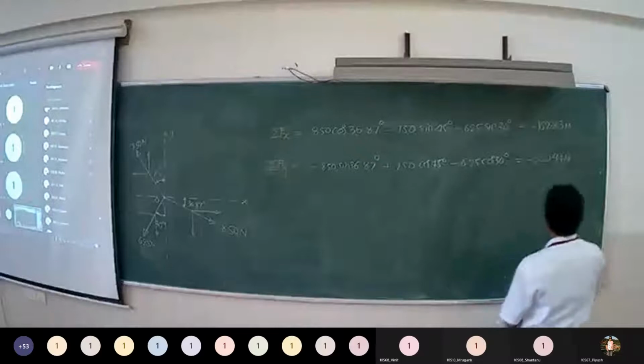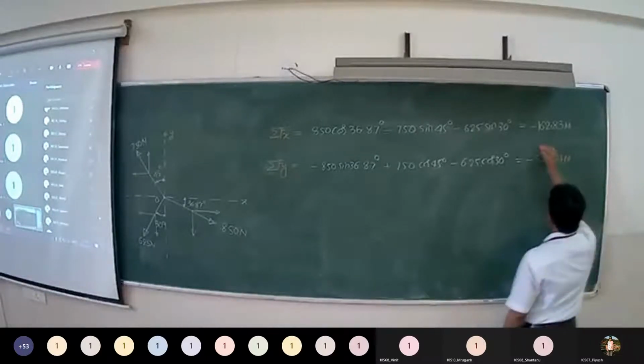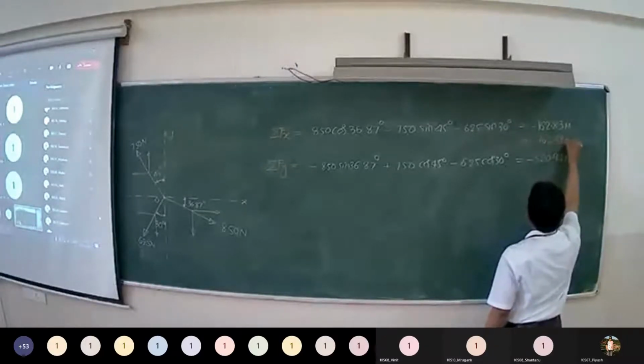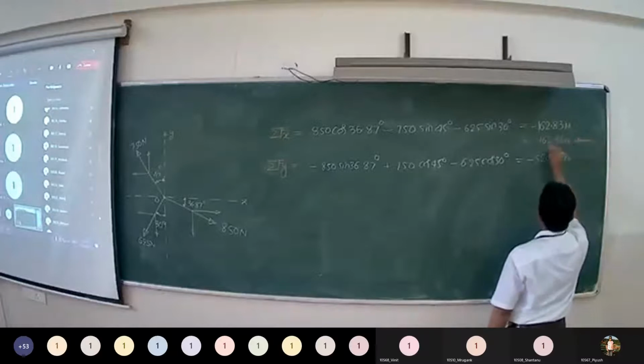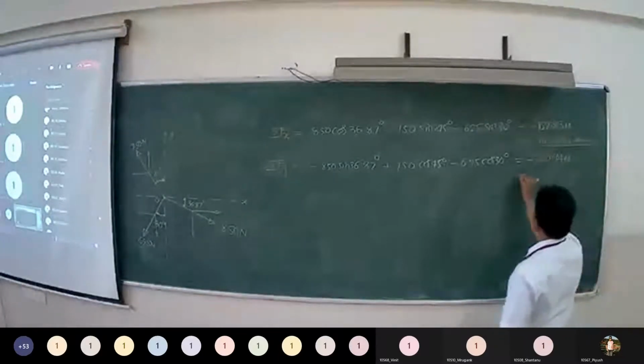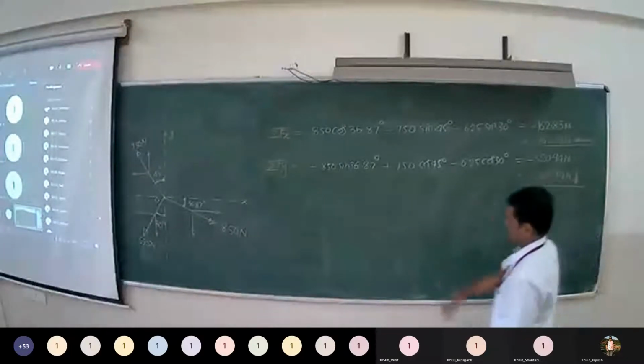Right? So here minus indicates it is 162.83 Newton acting towards left. Summation fx is negative, means acting towards left. Similarly, summation fy, 520.94, acting downwards.